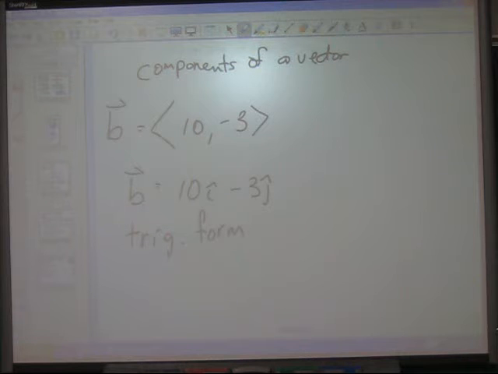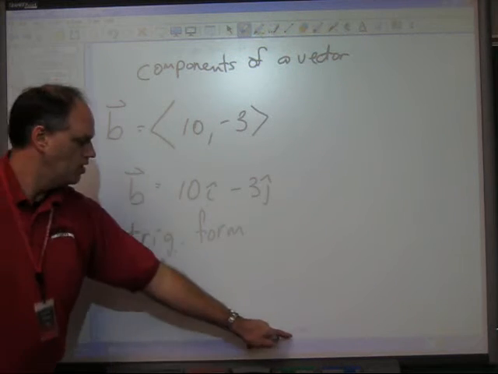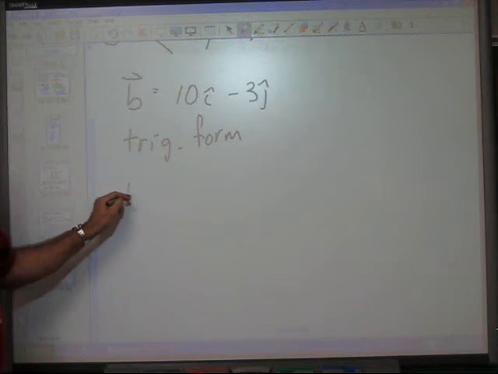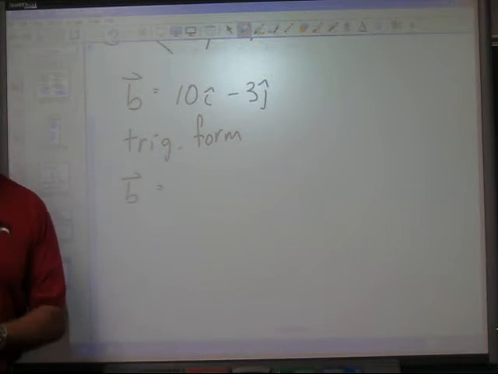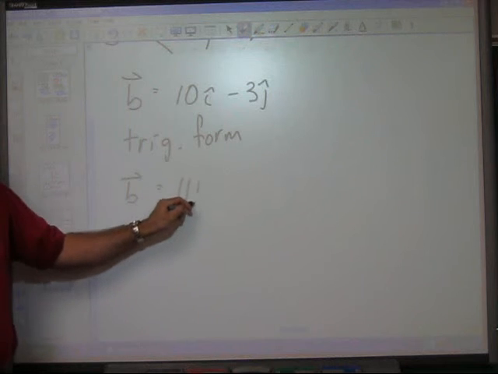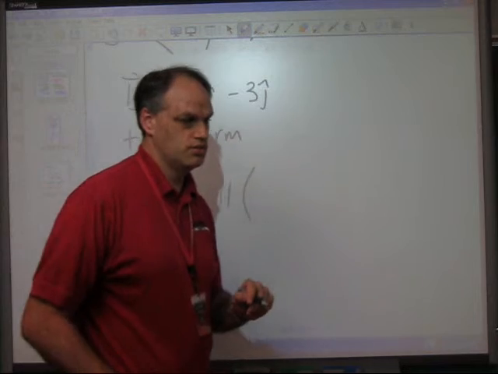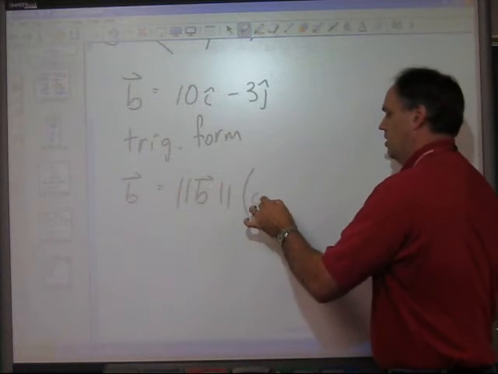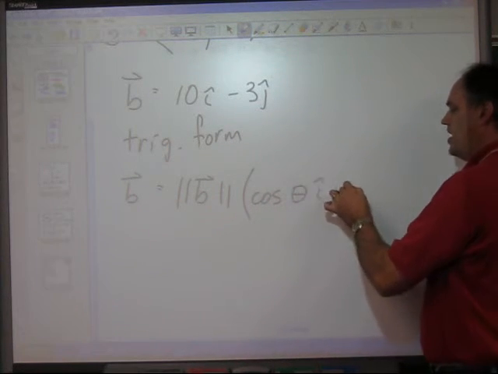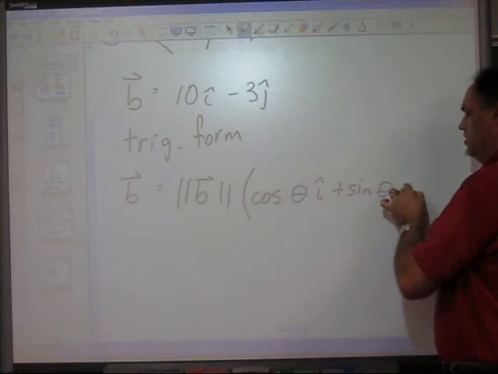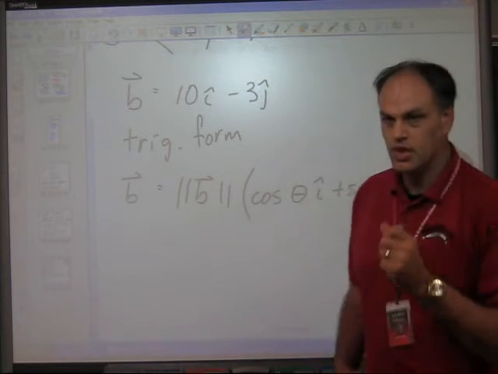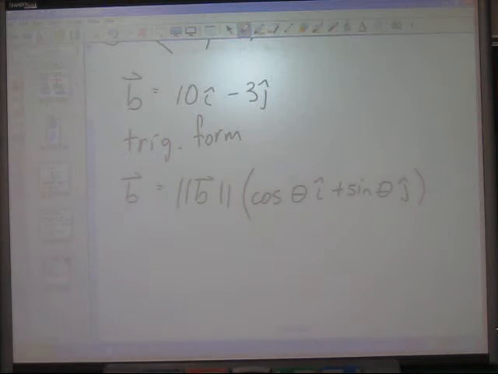Nope. All right. In a trig form, the way this one looks is this vector b is going to be the following. The magnitude of vector b times the cosine of theta i hat plus the sine of theta times j hat. And so we have to go back and look at how to find the magnitude and how to find the angle. We'll actually have to work on it in both ways for different parts of the information given.